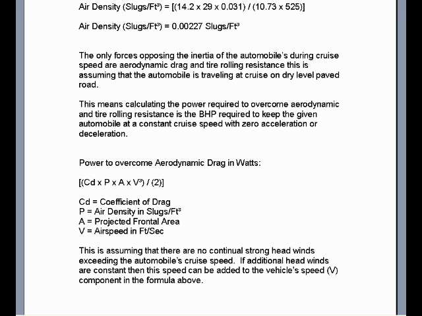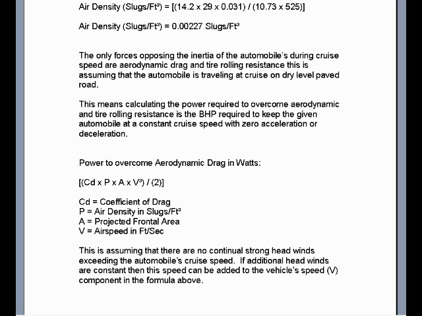Now, the car is finished accelerating. It is now at a steady cruise speed of 70 miles per hour. No acceleration, no deceleration. So the only forces that are opposing the automobile's inertia are the aerodynamic drag exerting against the car's frontal area and the tire rolling resistance. So these are the two forces the car's engine has to overcome in order to maintain a steady zero acceleration cruise speed of 70 miles per hour.